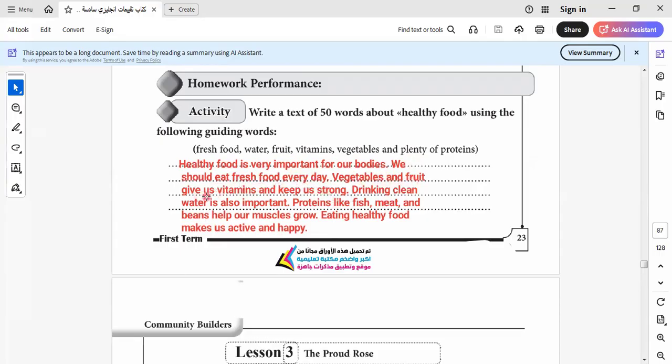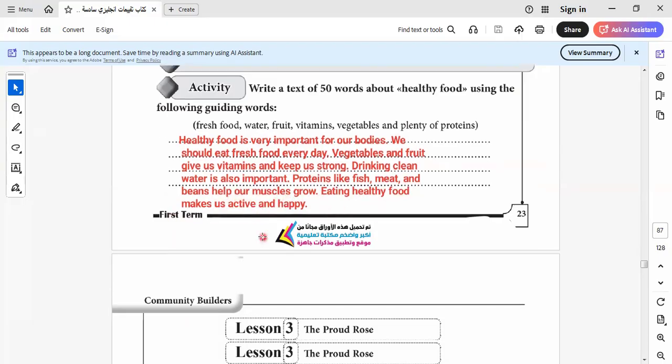Vegetables and fruits give us. So here vegetables and fruit is plural, so don't put S to the verb. Give us vitamins and keep us strong. Drinking clean water is also important. Proteins like fish, like meat, and beans help our muscles grow. Eating healthy food makes us active and happy.